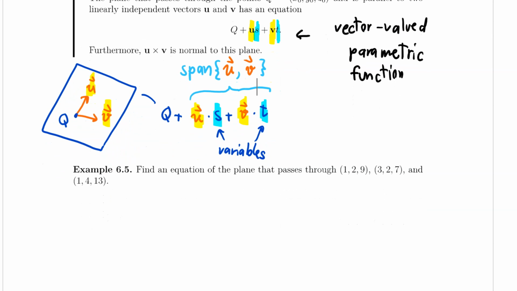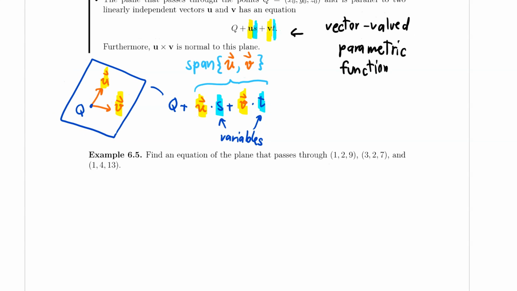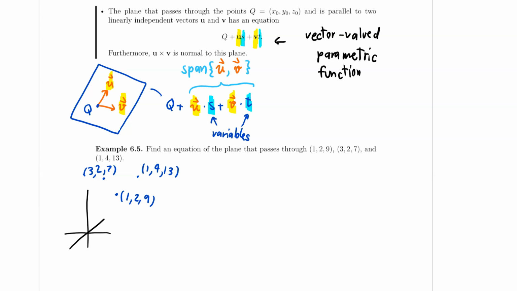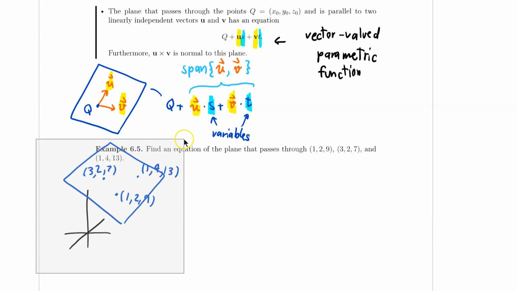I'd like to find an equation of the plane that goes through these three points. So let me sketch this. So 1, 2, 9. Let me just say it's here. 3, 2, 7. I'm just going to pick a random point here. 3, 2, 7, and then 1, 4, 13. This 3D graph is going to be a little hard to draw on a piece of paper. I'd like to find the equation of the plane that goes through these three points. So it looks something like this.